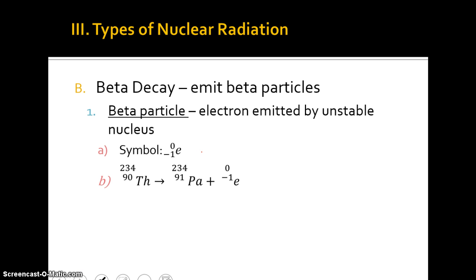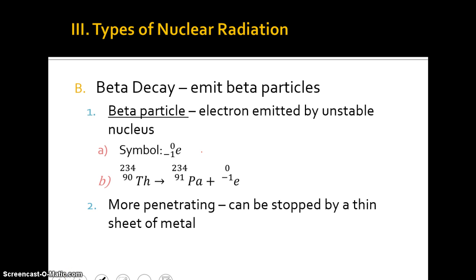An example would be thorium-234. It goes to 234 91 Pa plus a 0 -1 e. Do realize that this is a negative 1, so if you have -1 plus 91, that actually equals 90. And this is more penetrating. It can be stopped by a thin sheet of metal.